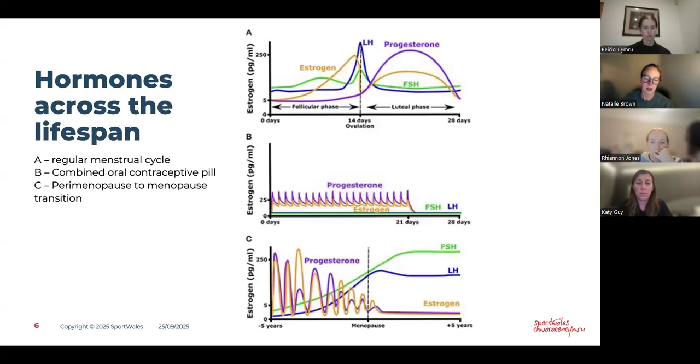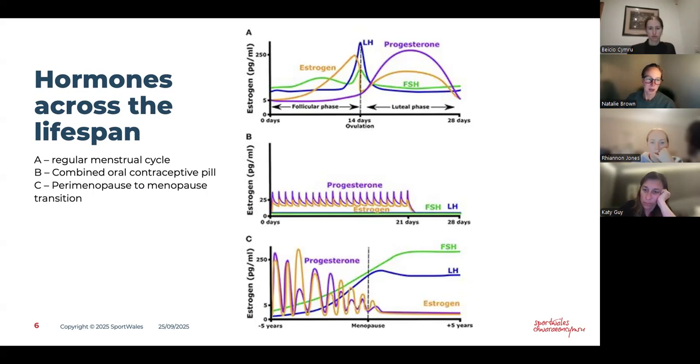And just to show why those symptoms might be experienced: the top graph is a normal menstrual cycle, where those hormones fluctuate, or should fluctuate, in the same pattern every 28 days on average, though there's a bit of a range there. If someone's been taking the combined oral contraceptive pill, you can see again there's a really consistent pattern.